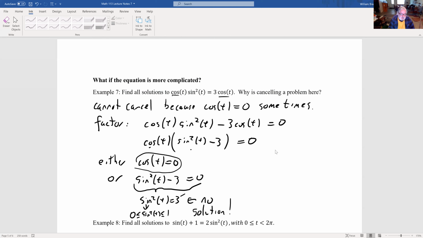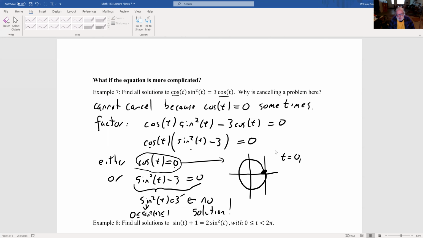This has got solutions, though. Right? And what's the solutions to that? Well, we draw a unit circle. Cosine t equals to 1. That's right there. Right? In fact, there's only one solution for cosine t equal to 0, and that's t equals 0.